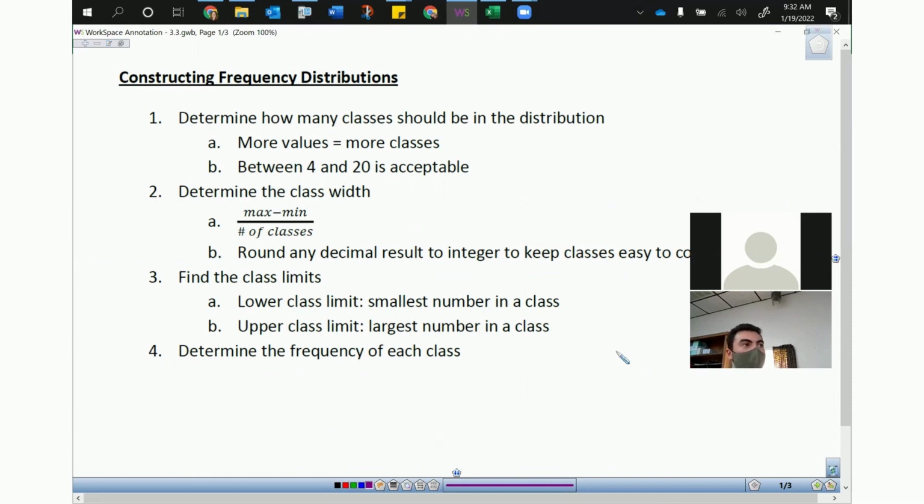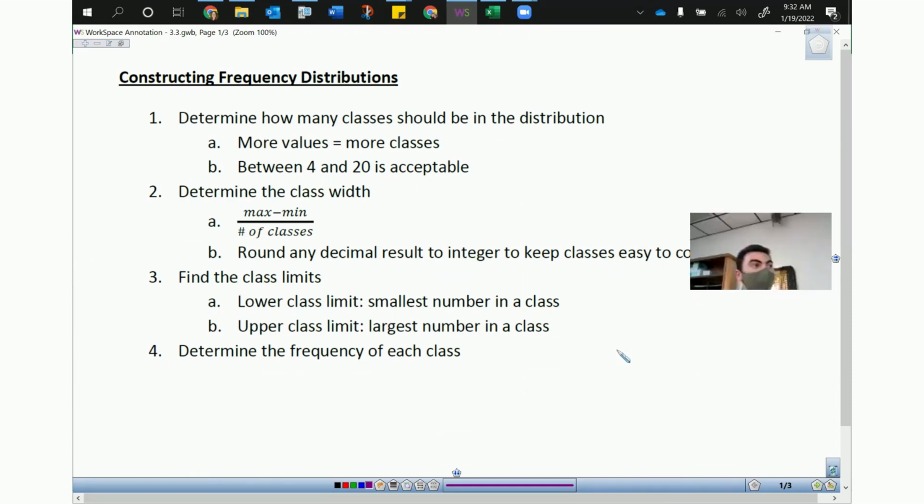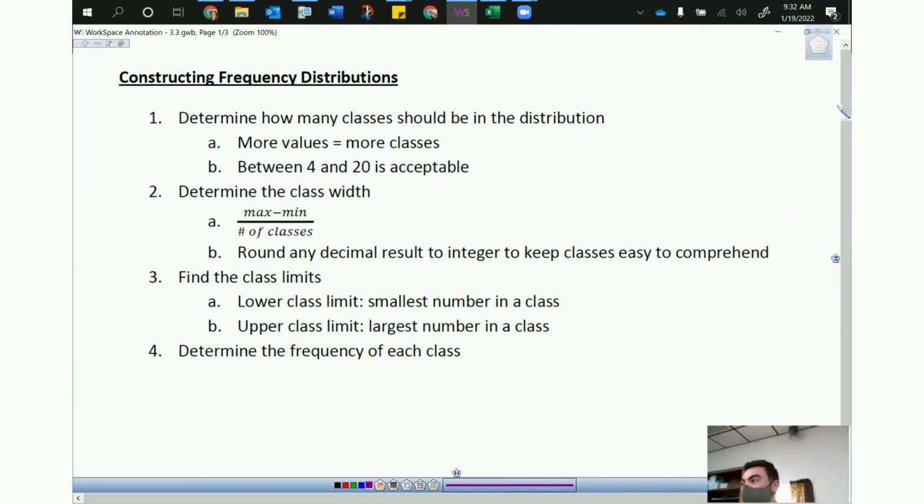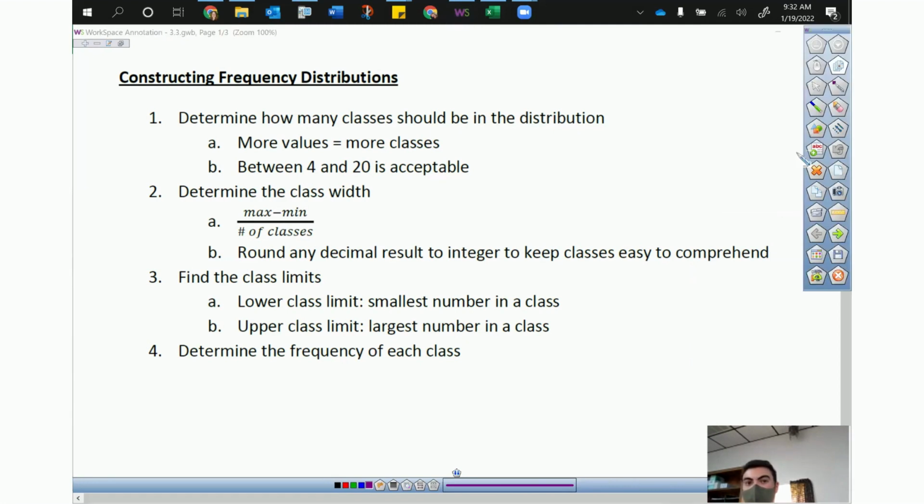Okay. All right. So today we are going to construct frequency distributions, and I'll minimize this so it's out of your way. You guys okay with that? So you guys have probably done this before. We're just going to talk about what I expect if we have to do it on the test. So there are 4 steps to constructing a frequency distribution. The first one is to determine how many classes there should be in the distribution.